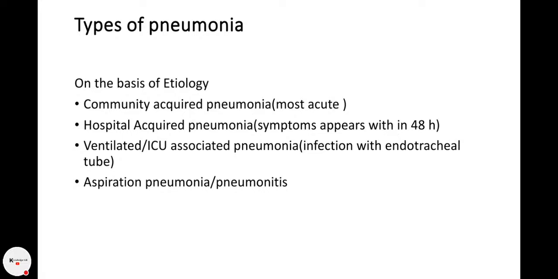Now let us move towards the second type, hospital acquired pneumonia, which is resistant and virulent. Hospital acquired pneumonia spreads when the patient is hospitalized, and the symptoms appear within 48 hours after admission of the patient to the hospital. It can be seen with X-ray, as consolidation patches appear.